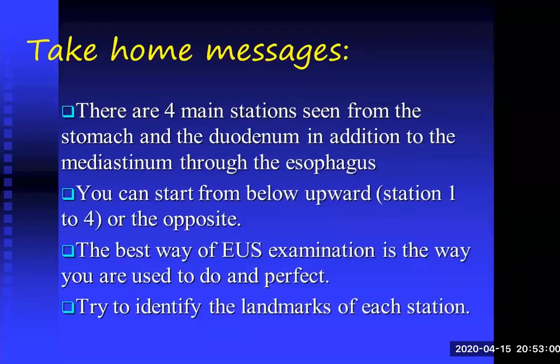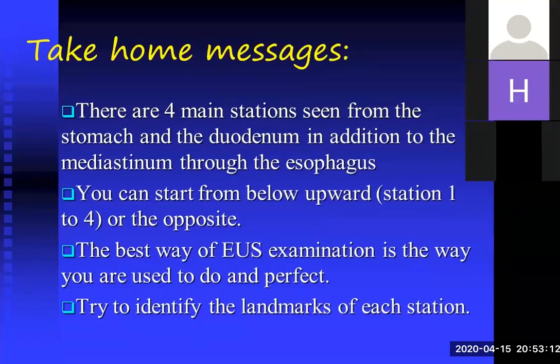Now take-home messages. There are 4 main stations seen from the stomach and the duodenum, in addition to the mediastinum through the esophagus. You can start from below upwards, from station 1 to 4, or the opposite: start from station 4, then 3, then 2, then 8. The best way of EUS examination is the way you are used to and perfect. But whether you start from below upwards or from above downwards, in each station, try to identify the anatomical structures and landmarks.